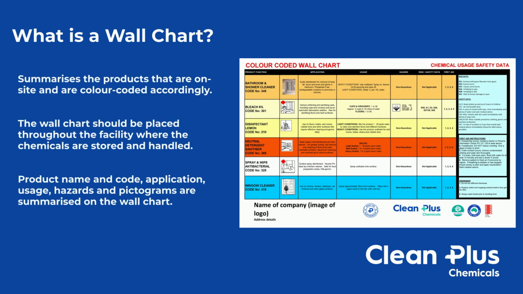What is a wall chart? It summarizes the products that are on site, color-coded accordingly. The wall chart should be placed throughout the facility, where the chemicals are stored and handled. The product name and code, application, usage, hazards and pictograms are all illustrated on the wall chart.